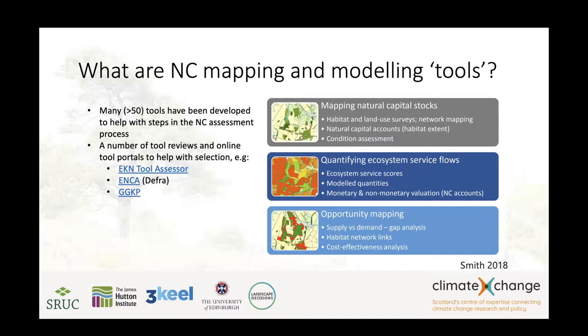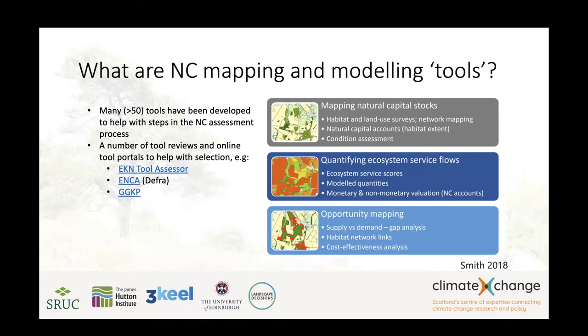And I suppose this comes into three main sets of tools. Those trying to map natural capital stocks. So people using habitat and land use survey data, either locally sourced or national sources, are obviously available in many areas. There are natural capital accounting systems which can be used in conjunction with those, and then various forms of condition assessment and stress indicators, which are used either nationally or with local data sets as well.